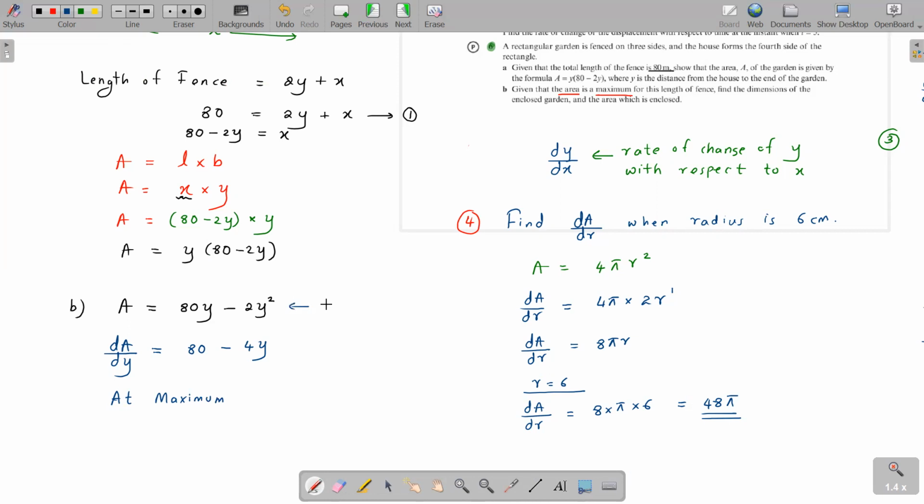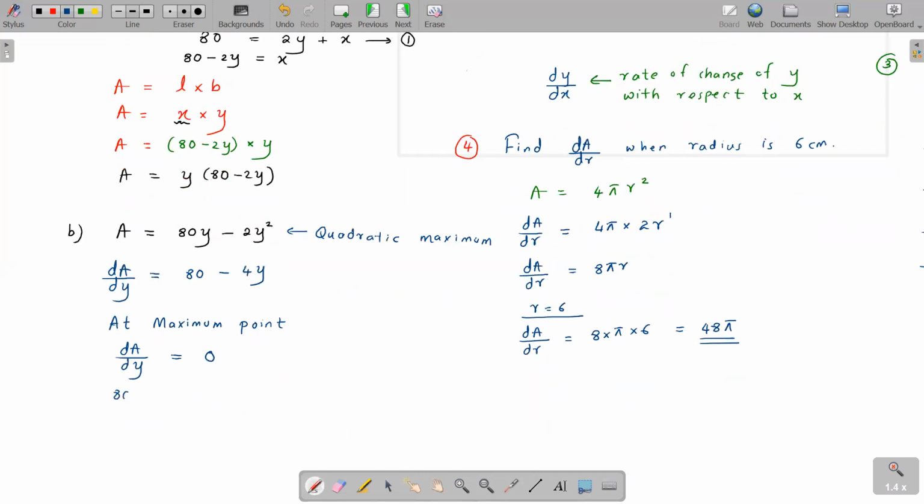you can even mention here, this is a quadratic maximum graph. Then you know that you only have a maximum turning point here, right? So at the maximum point, your dA by dy becomes equal to 0. So 80 minus 4y equals 0 and I get 80 equals 4y. So y equals 80 divided by 4, which gives you how much? 20. 80 divided by 4 is 20.